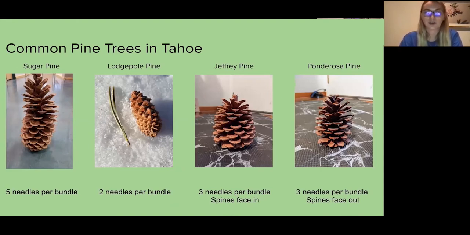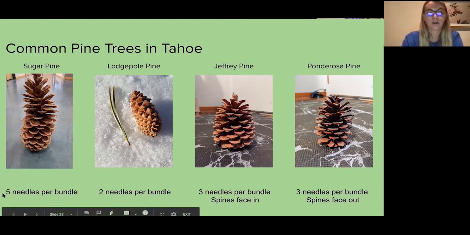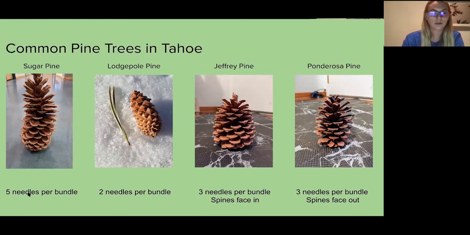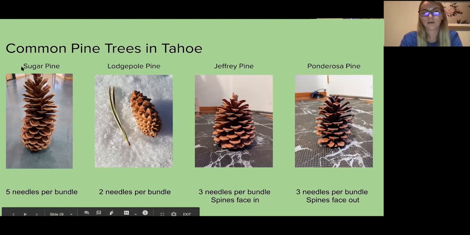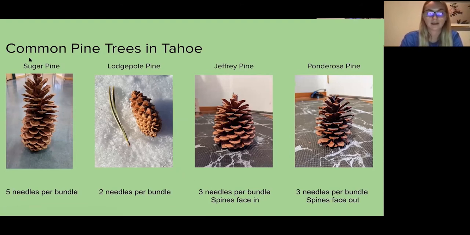So the sugar pine, like I said, has the largest cones, and they also have 5 needles per bundle. So if you take off a bundle from the tree or from the ground near the trunk of a tree, and it has 5 needles per bundle, you know it's a sugar pine. The way I remember this is the word sugar has 5 letters, and sugar pines have 5 needles.